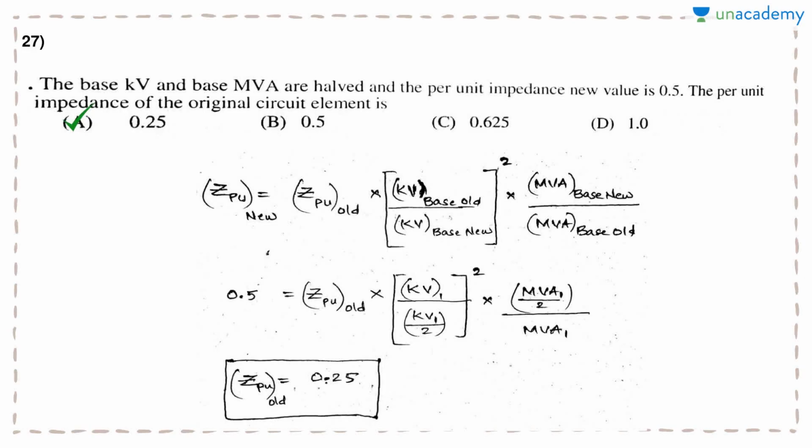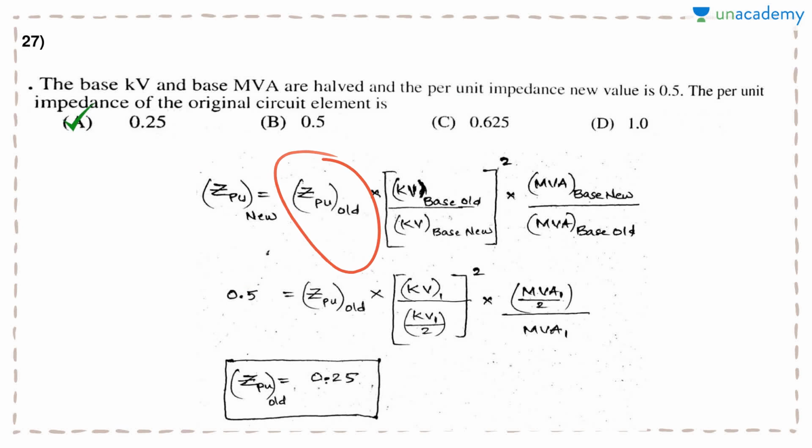Now let's see another question. The base kV and base MVA are halved and the per unit impedance new value is 0.5. So they have already given the new per unit value and they are telling that the new base kV and the new base MVA are half of the original values. The per unit impedance of the original circuit element is dash. So they have given the new per unit impedance and they are asking for the old per unit impedance.